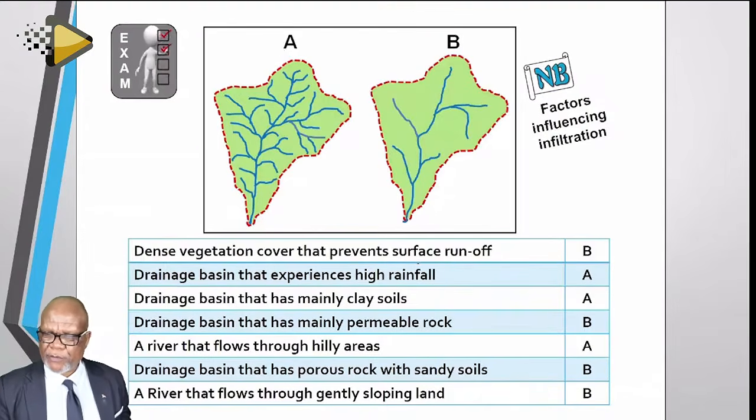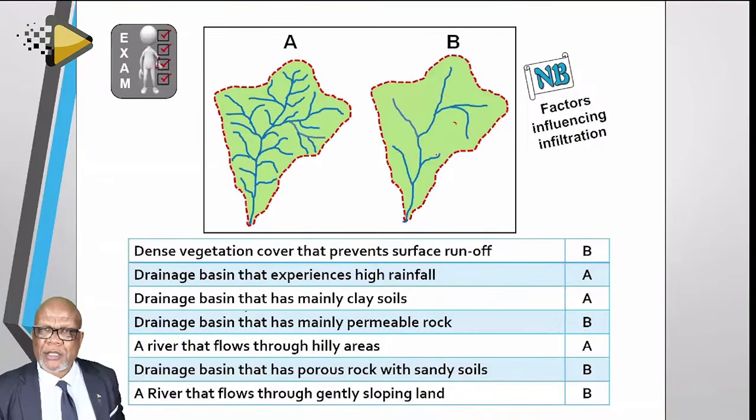Dense vegetation cover that prevents surface runoff. So here at B, you can see there is more infiltration and less runoff. Why do we say there's less runoff? Because there are few streams. So it means there is dense vegetation here, more trees and grass. Therefore, there is more infiltration and less runoff.